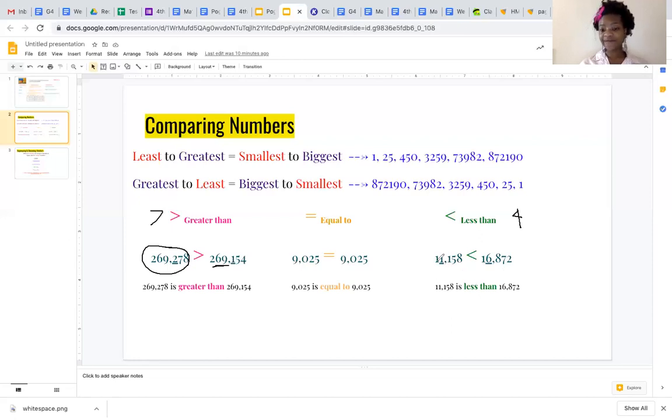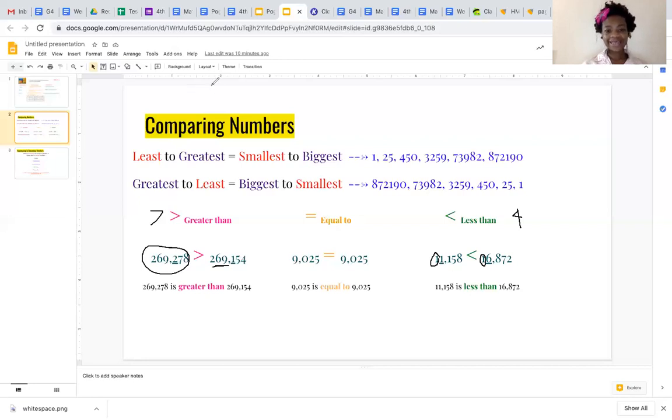So here we have in the 10,000s place, the digits are the same, right? 1 and 1. So we're going to keep going. Now we have 1 and 6. 6 is greater than 1. So this tells us that 11,158 is less than 16,872. So I'm hoping that this is making sense.